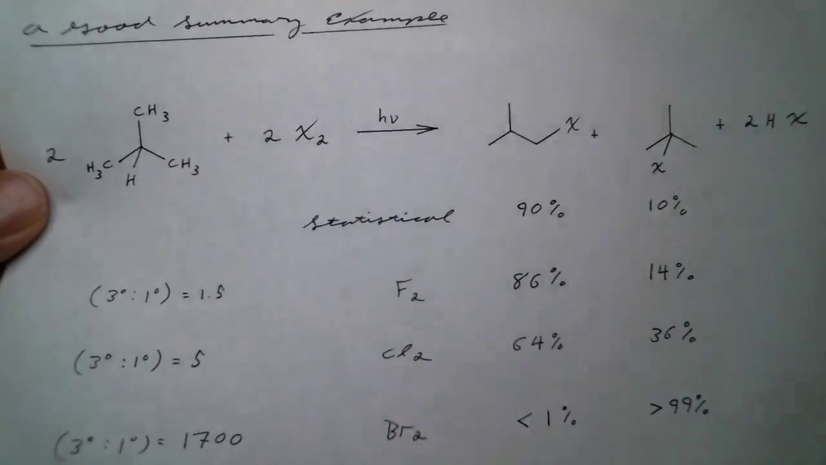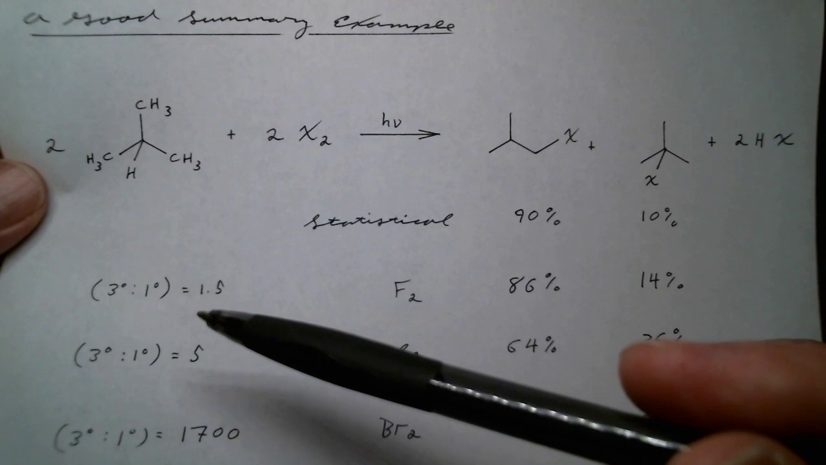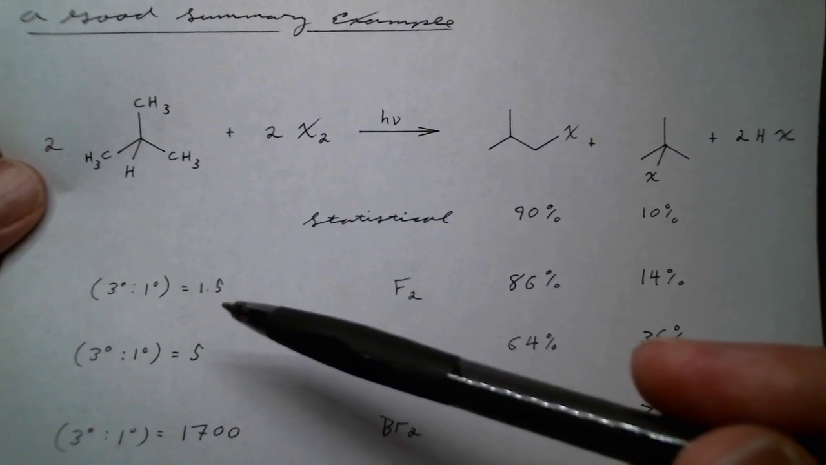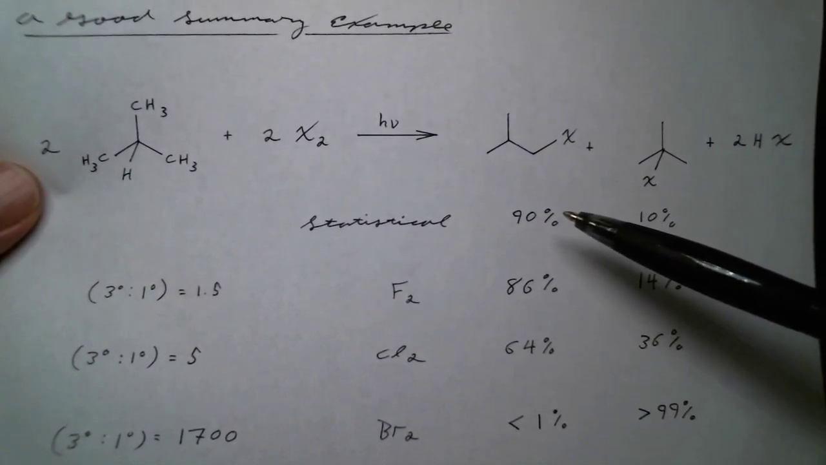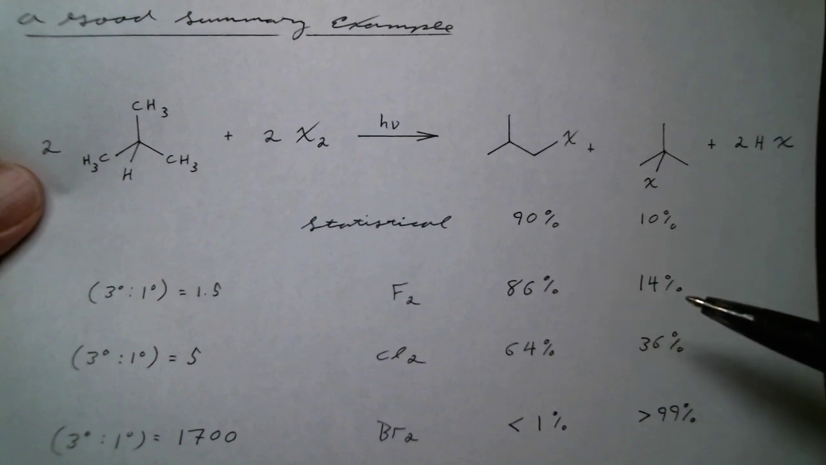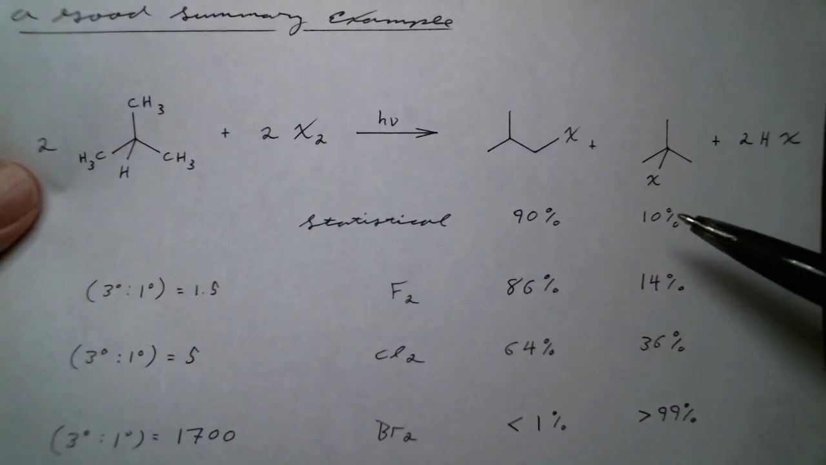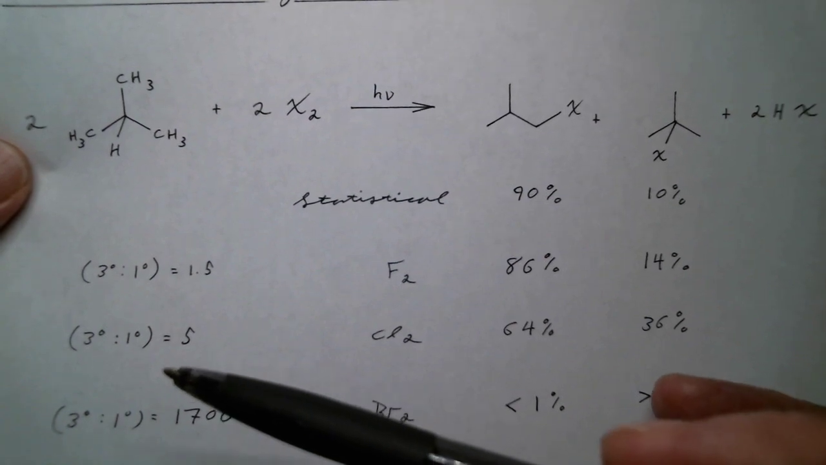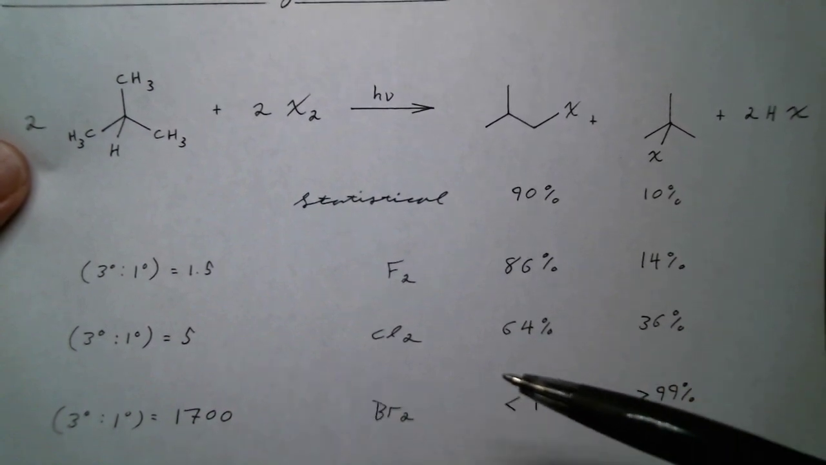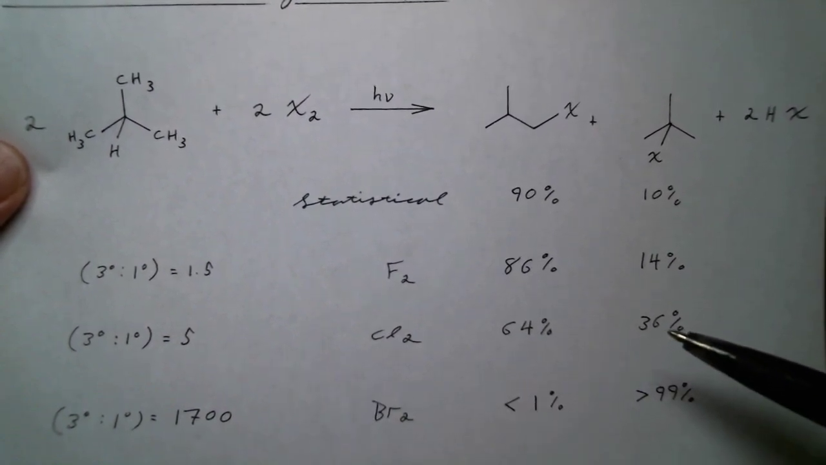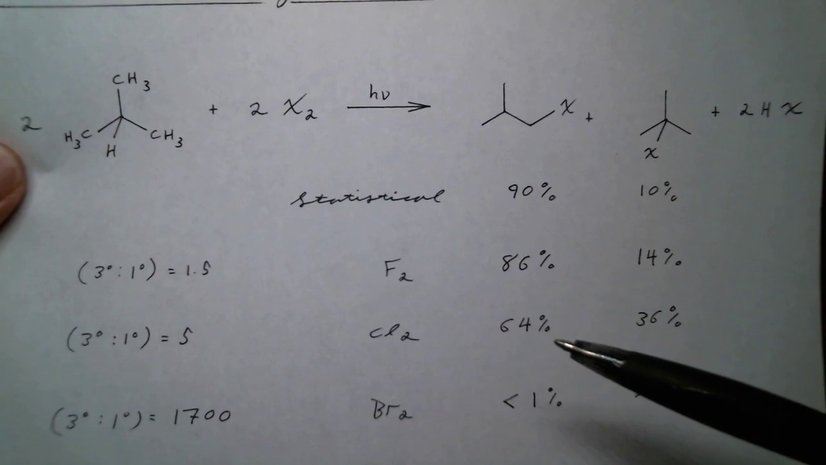So for radical fluorination, like we said, fluorination displays little selectivity. Our relative reactivity of a tertiary to a primary hydrogen is about 1.5. You can see it's very close to statistical. We get 86% of our 1-fluoro-2-methylpropane and only 14% of our 2-fluoro-2-methylpropane. So very close to that 10%. How about radical chlorination? Well, our relative reactivity of a tertiary hydrogen to a primary hydrogen is 5 to 1. So we get 36% of our 2-chloro-2-methylpropane and 64% of our 1-chloro-2-methylpropane.